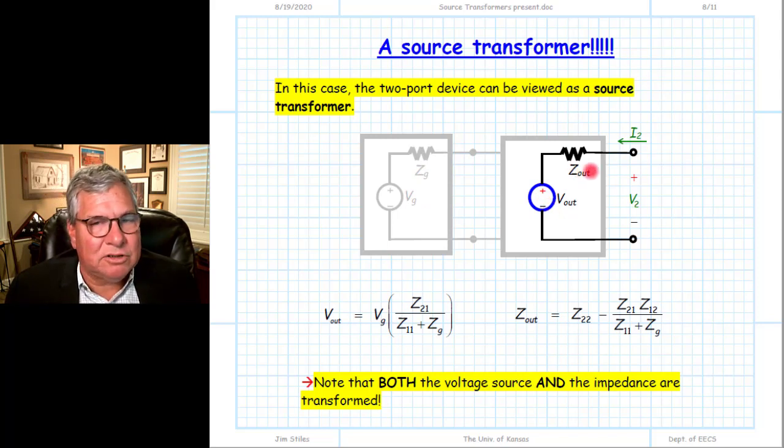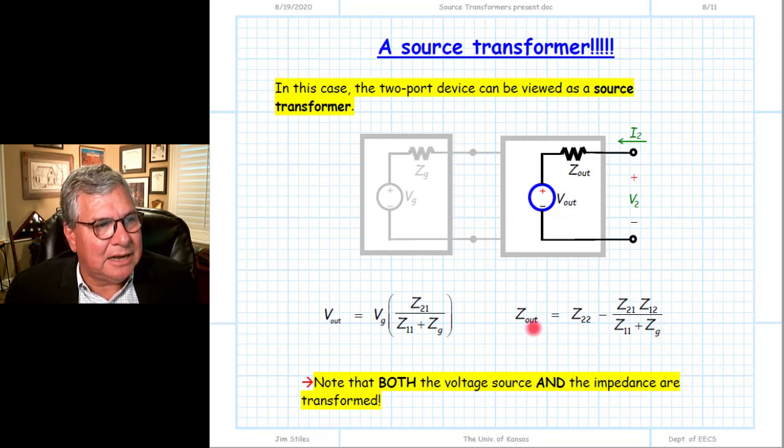We have changed the values of that Thevenin equivalent. We've changed not only the source impedance ZG into Z out, done that impedance transformation, we've likewise changed VG into a new voltage source V out. Both of the source and impedance values have changed. These are the parameters that describe then that transformation.